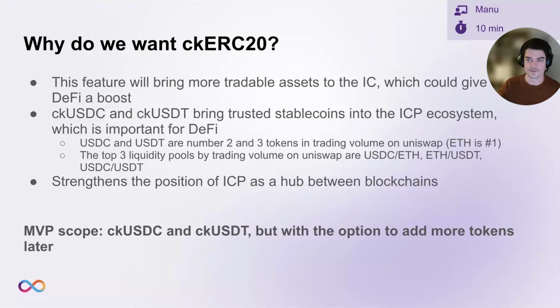We think this is interesting for many different reasons. Having more tradable assets from Ethereum also on the Internet Computer brings more stuff to trade, which could give IC DeFi a boost. In particular, there are some ERC20 tokens that we think would be very valuable, namely USDC and USDT. These are US dollar stablecoins that are very, very big, and a huge amount of DeFi activity involves at least one of the two. The top trading volume pools on Uniswap all involve one of the two.